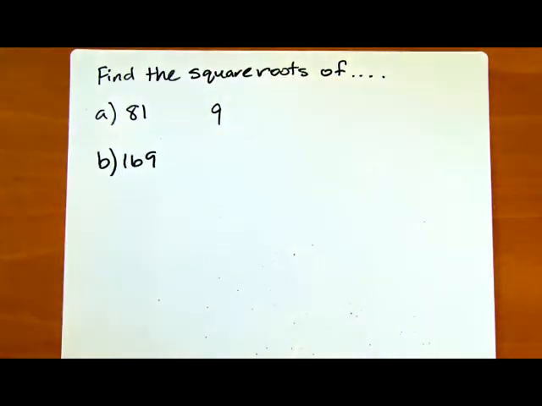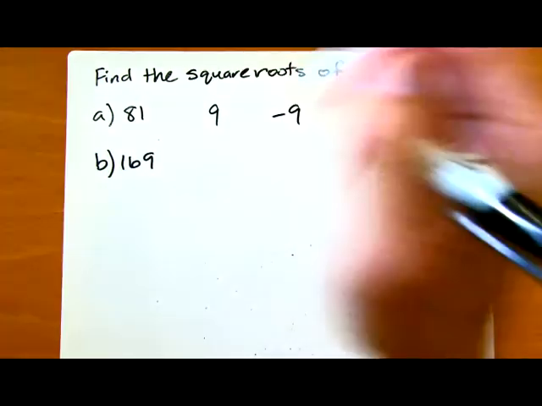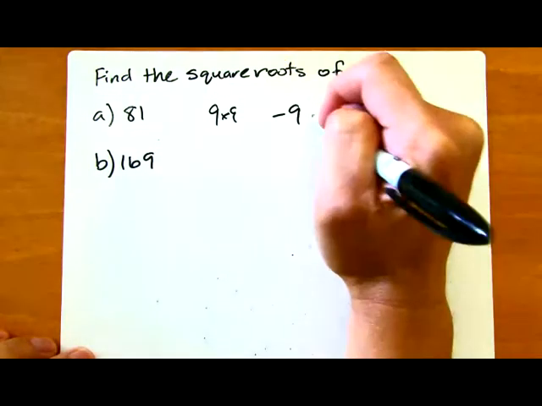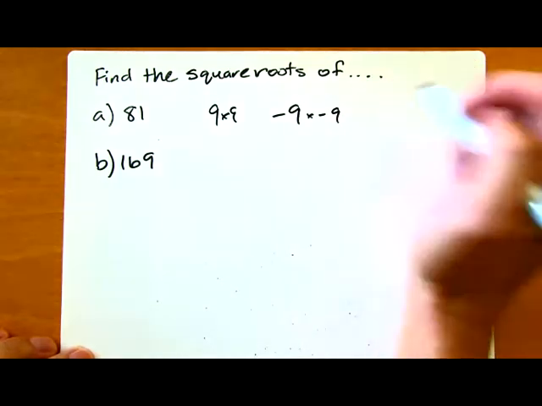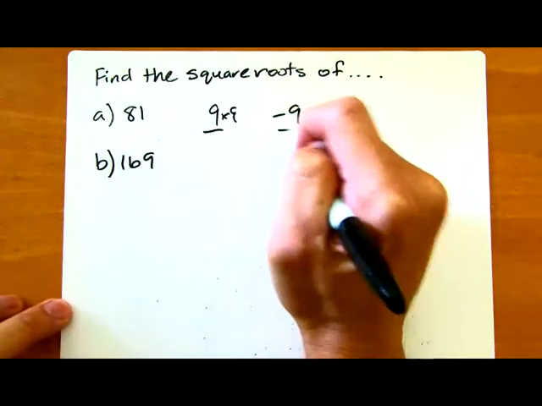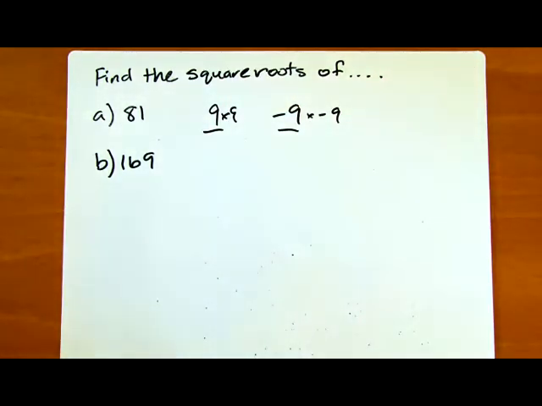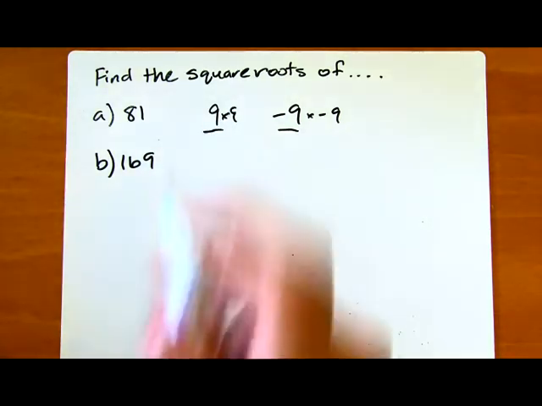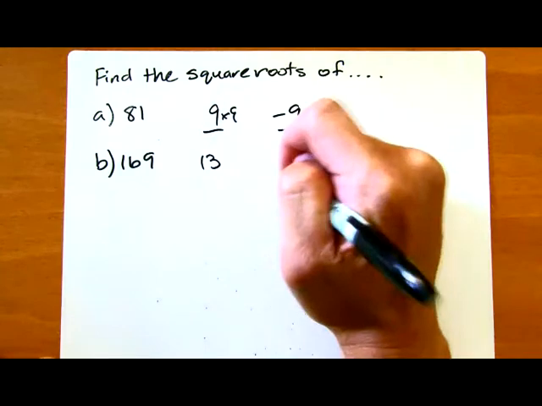9. Actually, there's one more. It's not obvious. Positive 9 is one of the solutions. So yes, negative 9. Yeah, 9 times 9 is 81. Negative 9 times negative 9 is 81. So 9 and negative 9. So do it again for 169. 13 and negative 13.